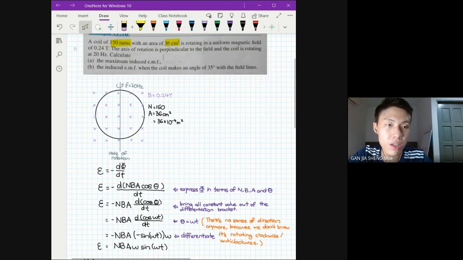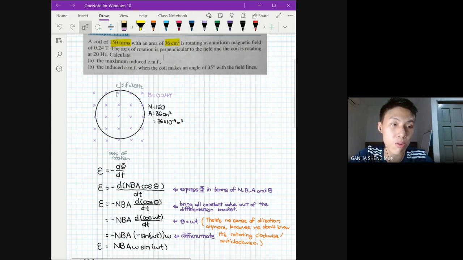Next, the area is 60 cm square. You are rotating the coil. Rotating the coil does not cause the area to change. So you can keep the area as the original area, 36 times 10 to the power negative 4 meters square. What's changing here is the angle between the magnetic field and the area vector.